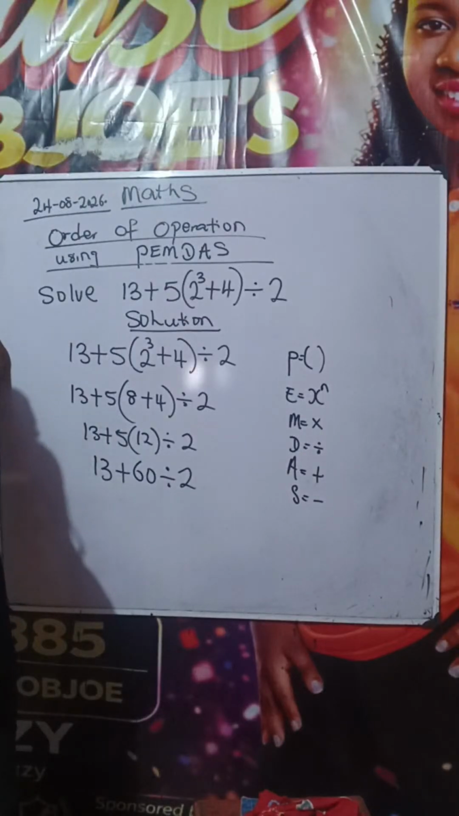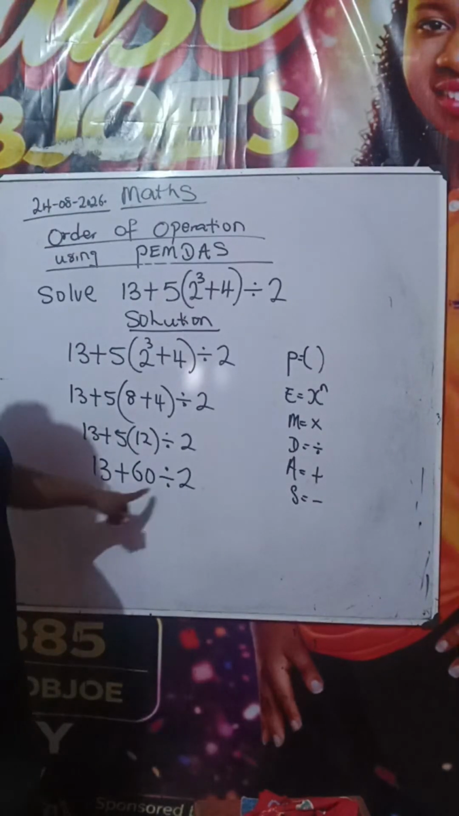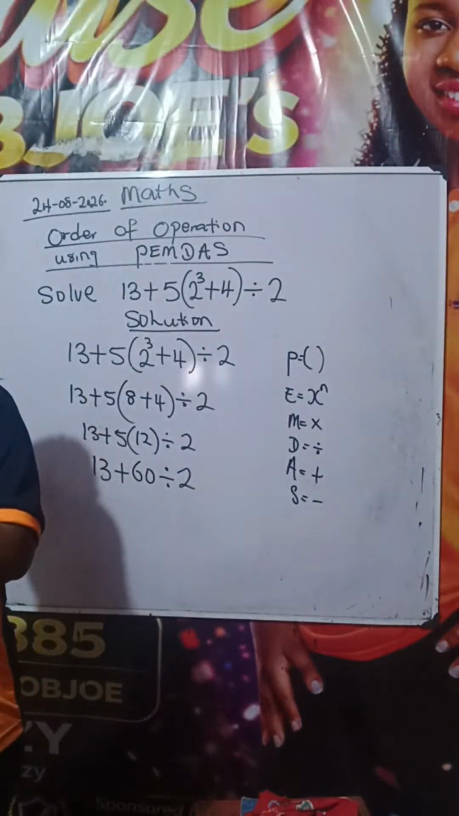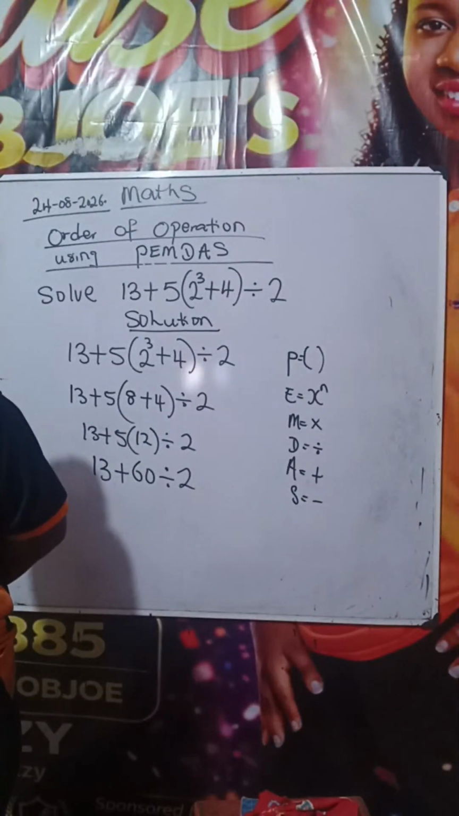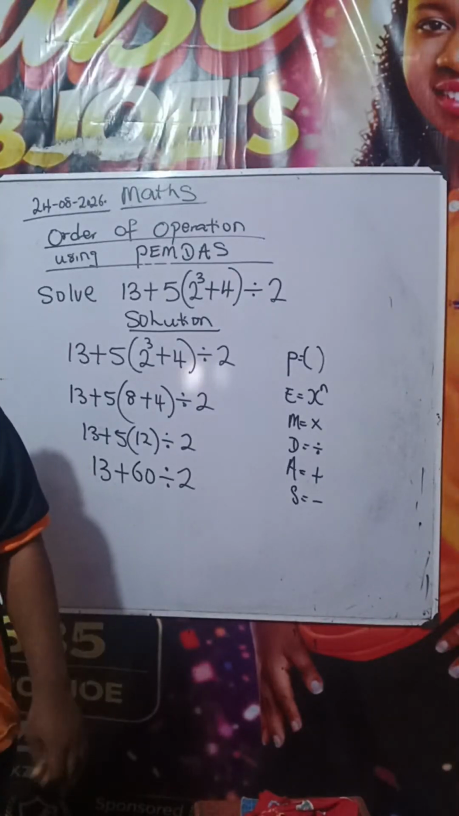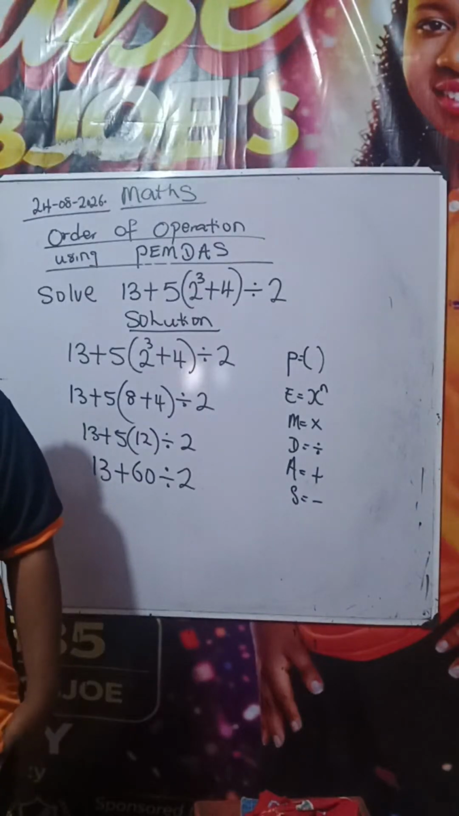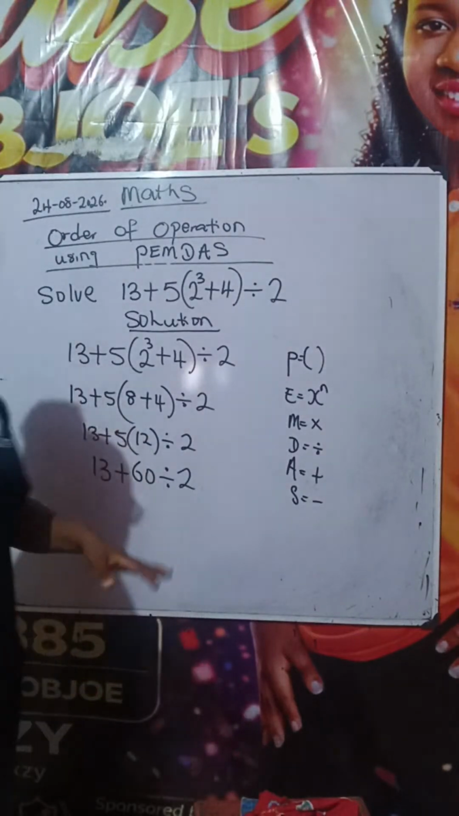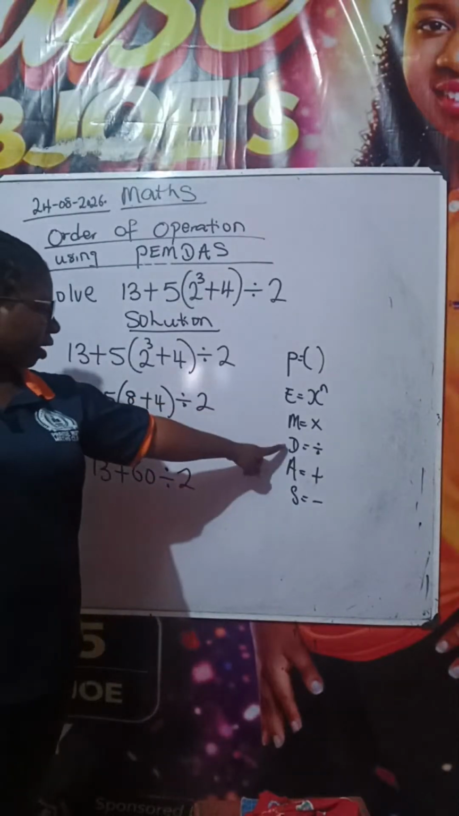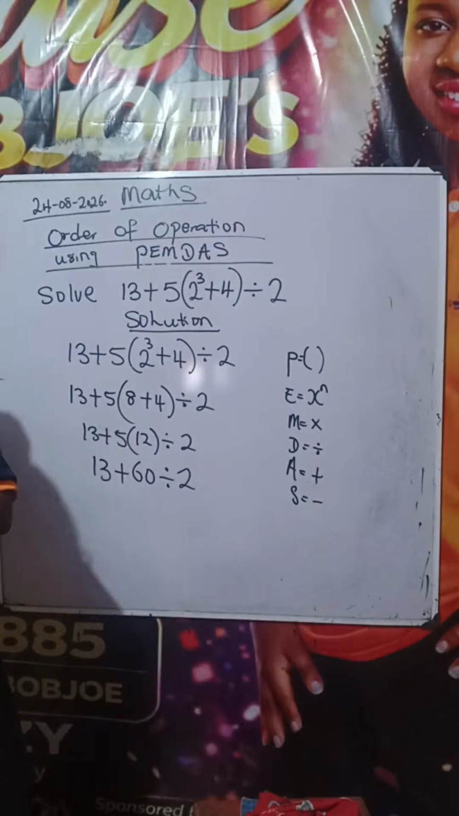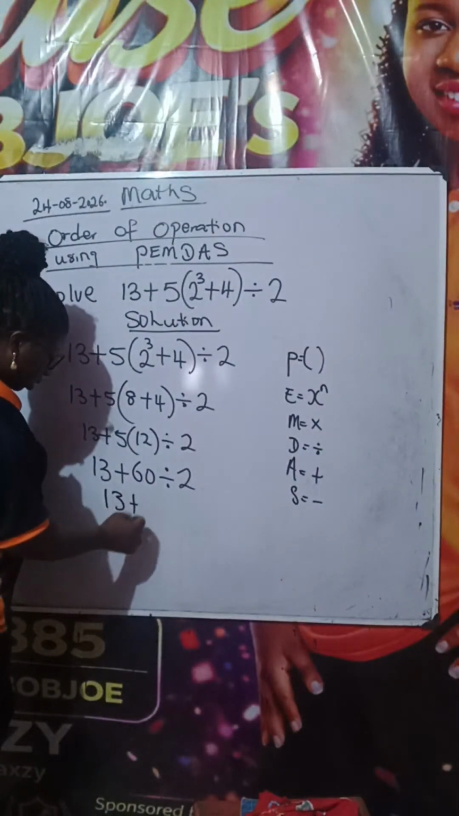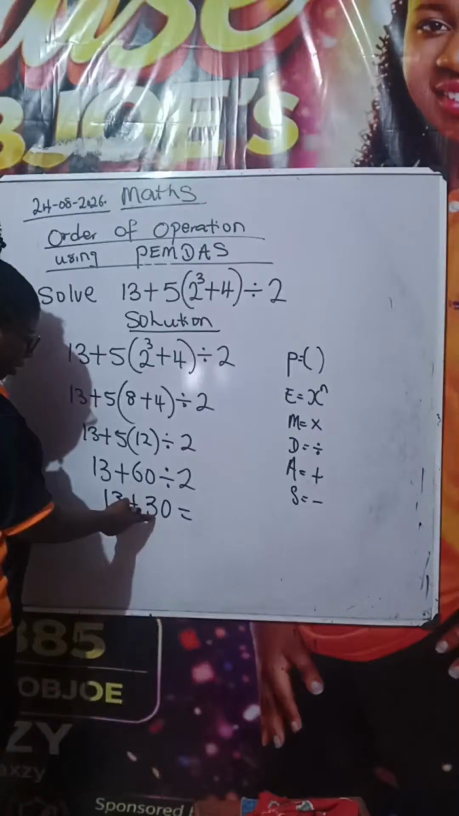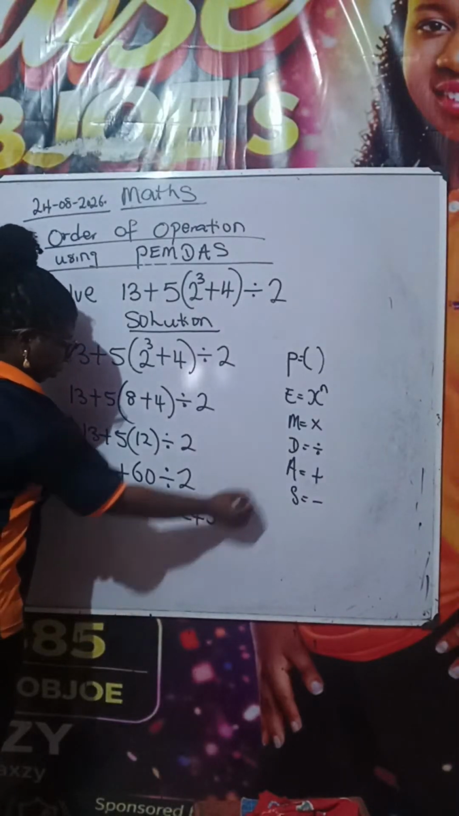Then next, look at it. We have addition, we have division. So which one are we going to do next? Is it the addition or the division? The next one is we need to divide. You can see that we have division before addition. So we divide, and we have 13 plus 60 divided by 2, which will give you 30. And when you add it together, 13 plus 30 will give us 43. And that is the answer.